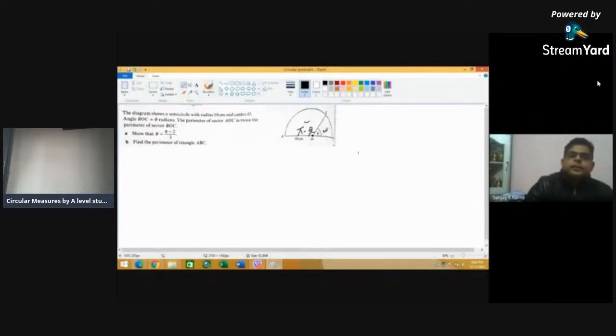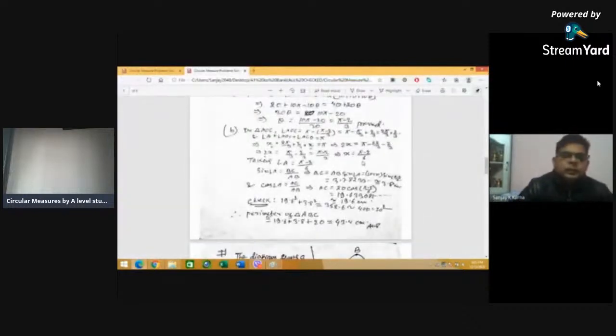And a similar thing you do here, and then you get the perimeter of this part, and then go according to the question that says the perimeter of sector AOC is twice the perimeter of sector BOC. That means you can write down the perimeter of sector AOC equals 2 times the perimeter of sector BOC. Replace the terms that we have derived for sector AOC and also for sector BOC. These things have been done here. So this is part B.